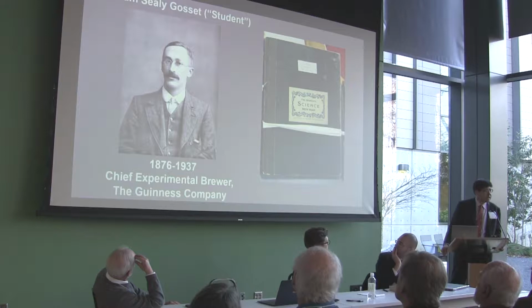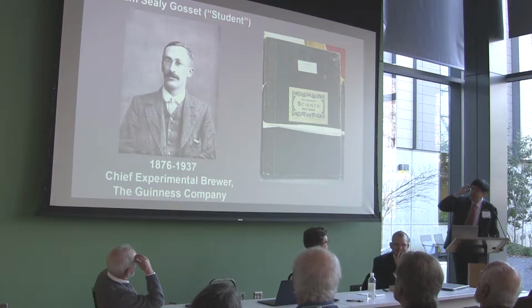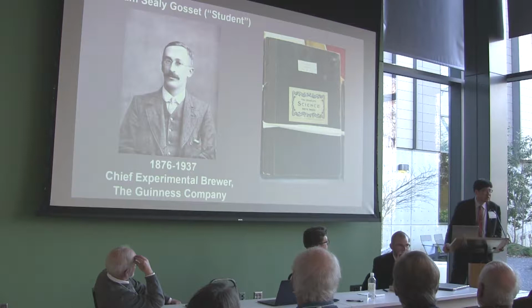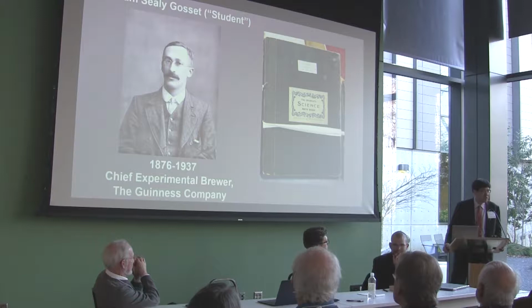It's because his bosses at the Guinness Brewing Company did not want him giving away secrets to the other lesser beer companies. And so he devised this test called Student's T-test. And he used it for things like asking whether a batch of hops was different from what he was expecting, that kind of thing. So it was beer quality control that led him to develop the Student T-test.